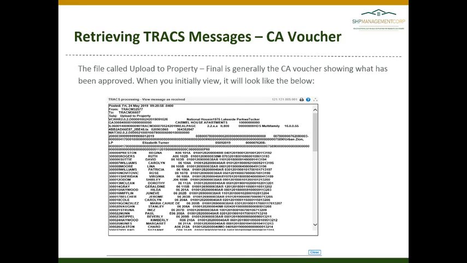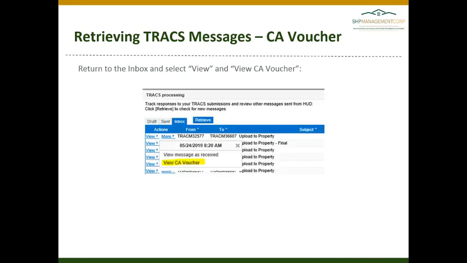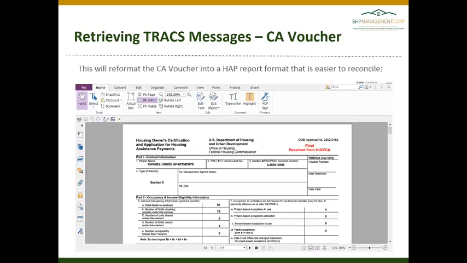Now in the file called upload to property-final, when you download that message, it's going to look like this screenshot here, which is very difficult to read. And it would be very difficult to reconcile your HAP using this message. So what you can do is close that window, go back to your inbox, and under the view options, you will now see view CA voucher. And what this does is it populates the CA data back into the HUD voucher format that you're familiar with. And this makes it much easier to reconcile.